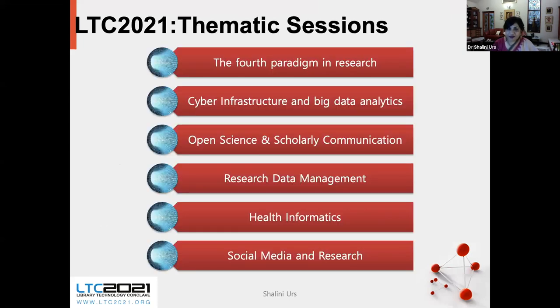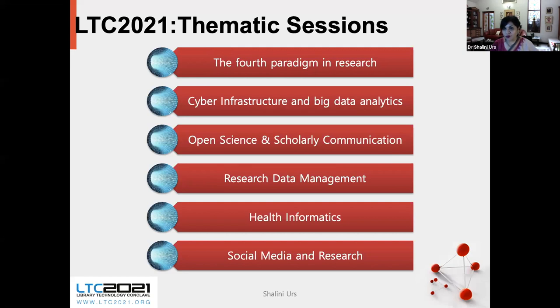So given this theme, the conference itself has 6 thematic sessions. The first one is the fourth paradigm in research. The second one is cyber infrastructure and big data analytics. Third one is open science and scholarly communication.